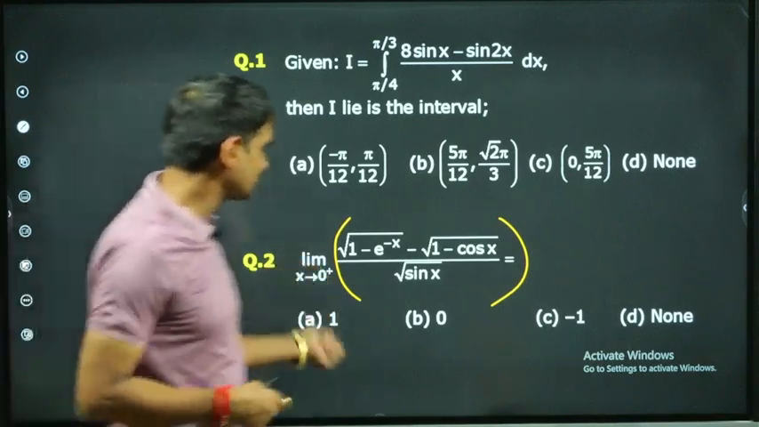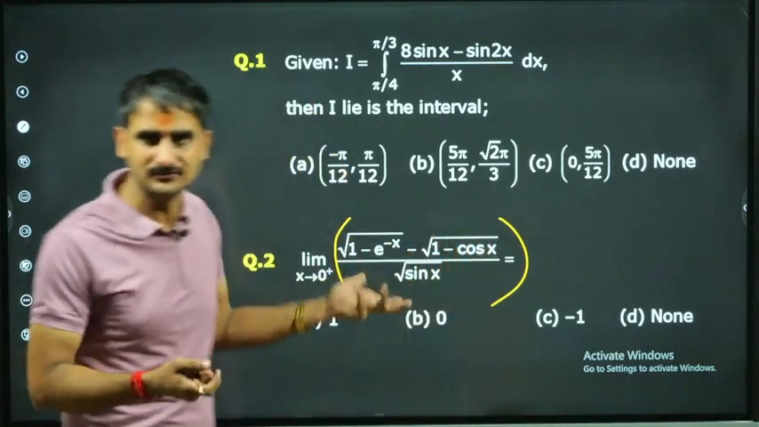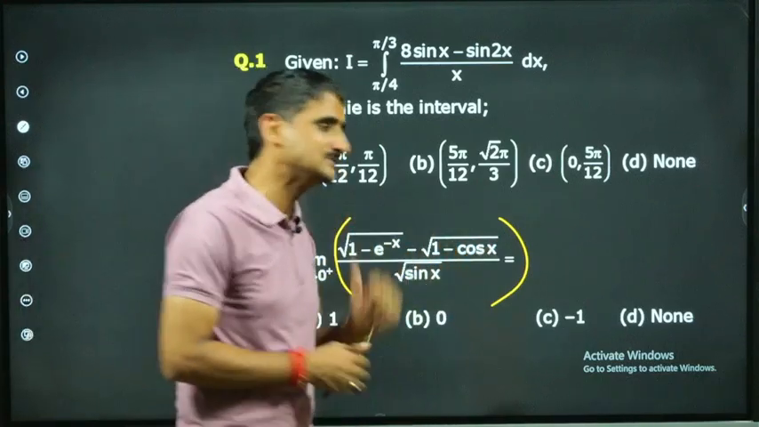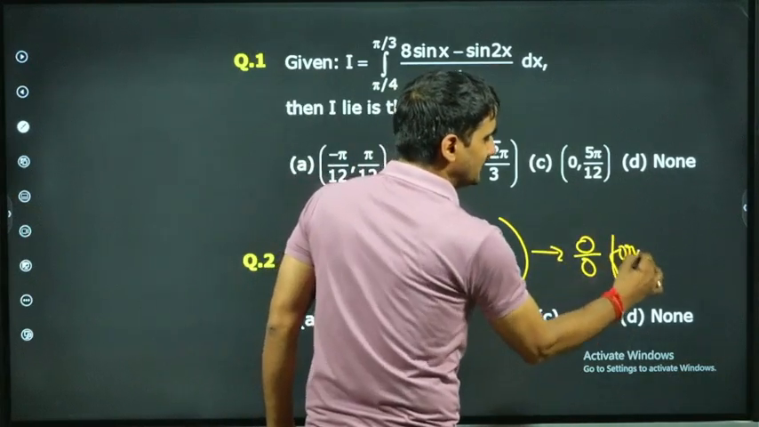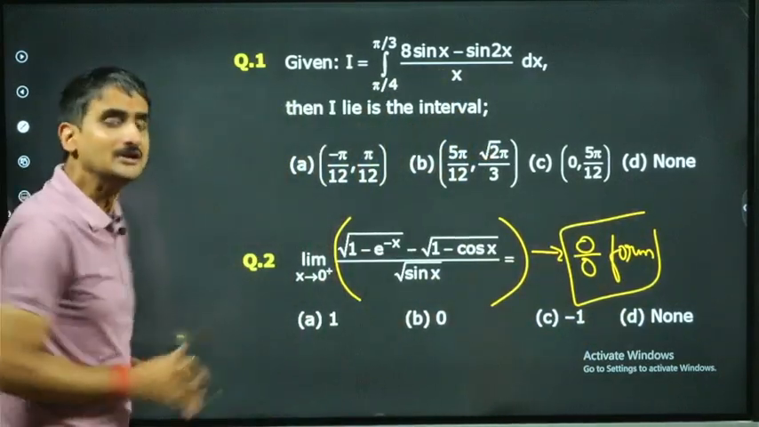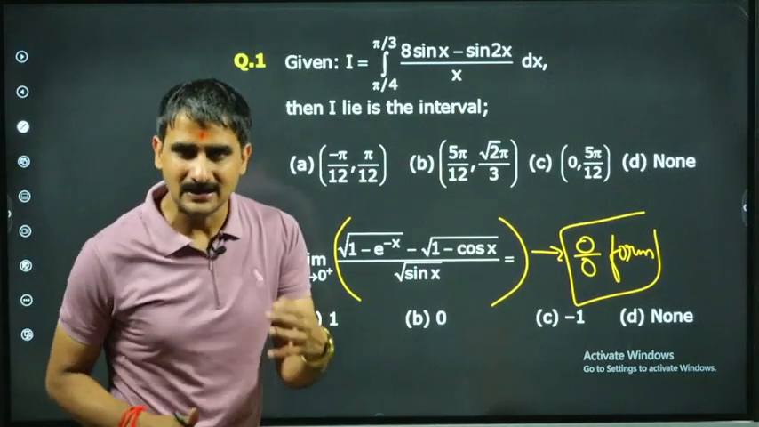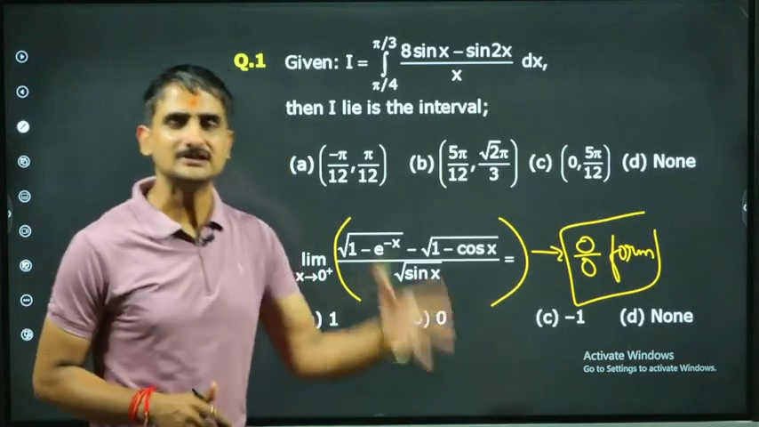When you substitute x by 0, this is 0, and cos 0 is 1, so 1 minus 1 is 0. So it's the 0 by 0 form, no doubt about it. Now how will we start or initiate? My suggestion is simple: let's go for series expansion.